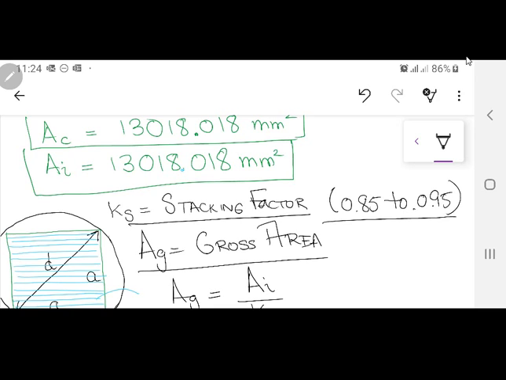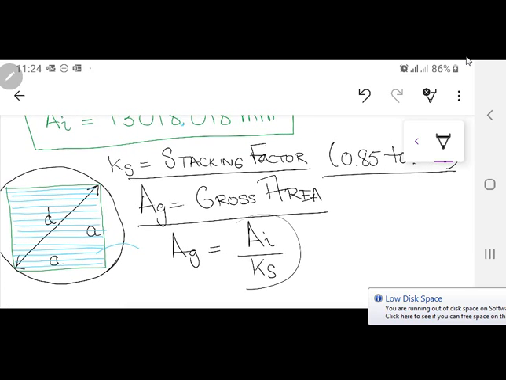लेकिन आपने insulator जो बीच में लगाना है, you are going to spray it or maybe you are going to apply with some brush or whatever, that is not a good material, उसकी thickness ज़्यादा है. So when you are going to stack laminations together, that is going to increase the area. अब हमें net iron area, iron का area हमें चाहिए 13018.018 millimeter square. Including that one and including that area of the insulator, you are dividing it, Ai divided by Ks. So this will give you the gross area.